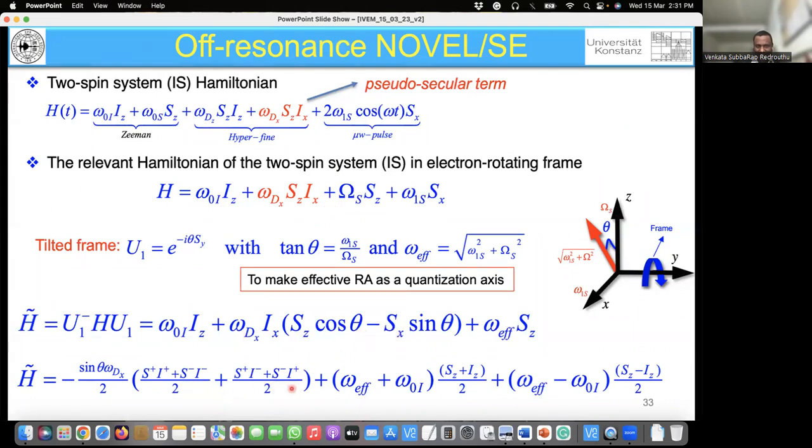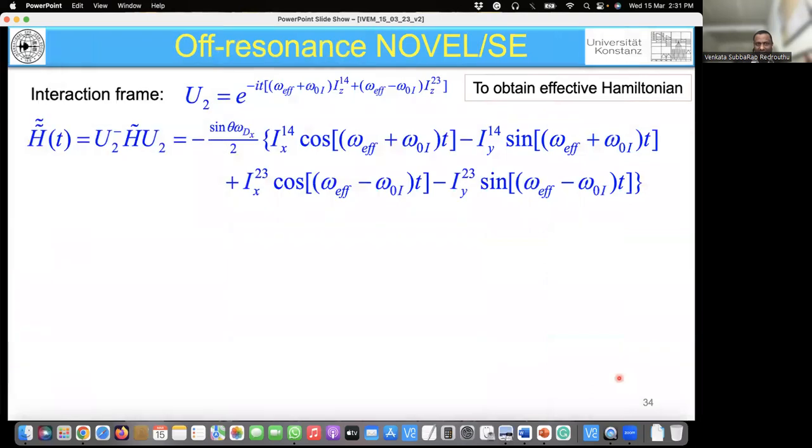I can rewrite it into zero quantum and double quantum x and y, and also I can write it in the z operator, the combination of double quantum and zero quantum z operators. So now what I will do is transfer it to the interaction frame to find the effective Hamiltonian. This is what I'm doing. I'm transferring using the interaction frame transformation, given this unitary transformation, to obtain the effective Hamiltonian. So this is what the Hamiltonian looks like in the interaction frame.